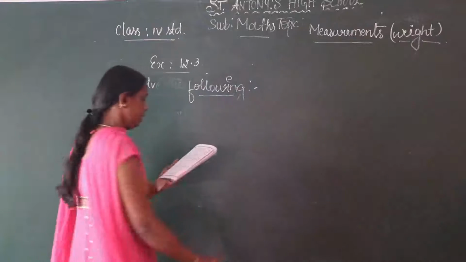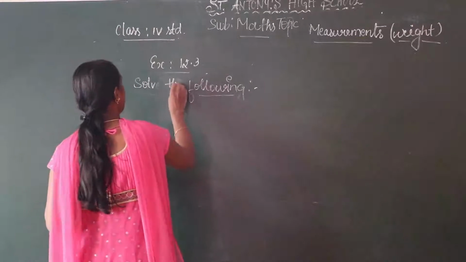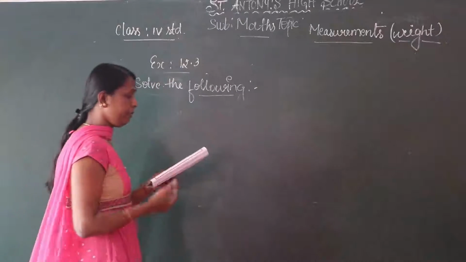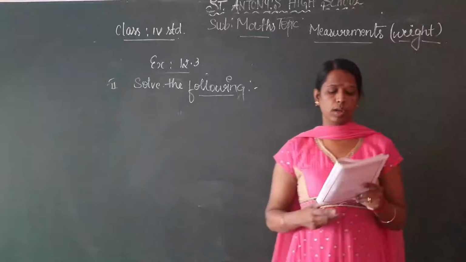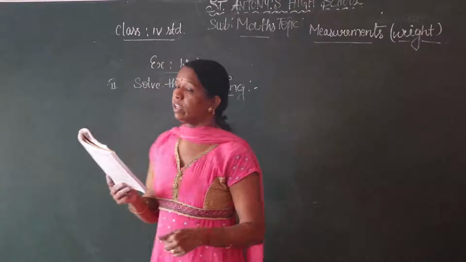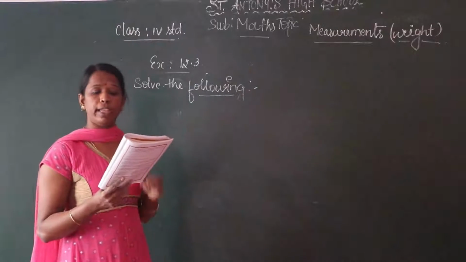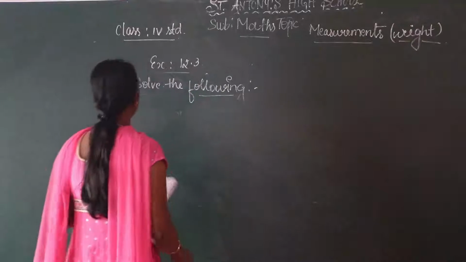In the morning, there was 550 kg of firewood in the godown. In the evening, if 200 kg of firewood was left, what is the quantity of firewood sold?